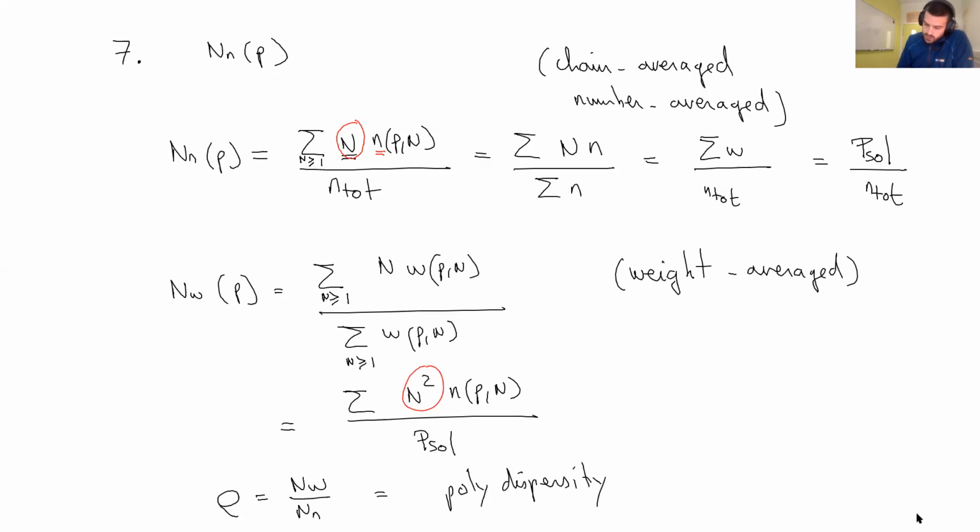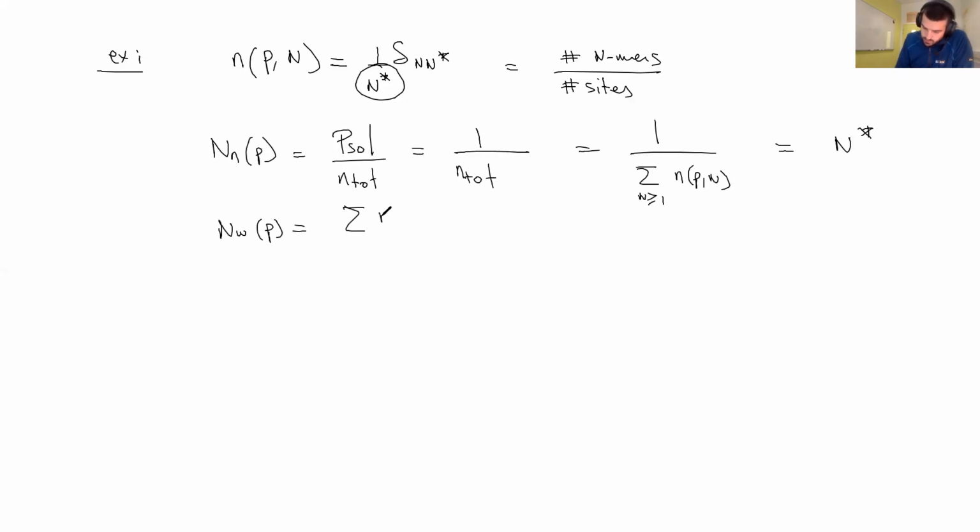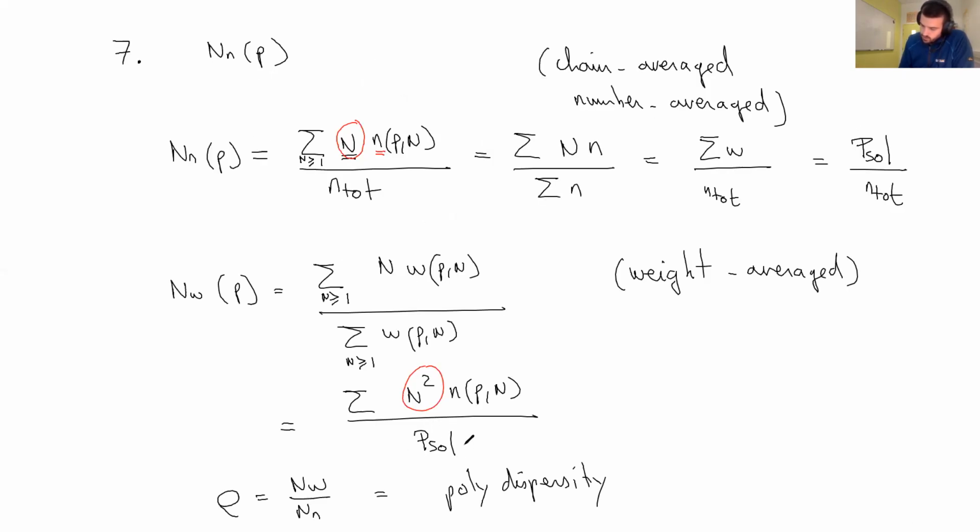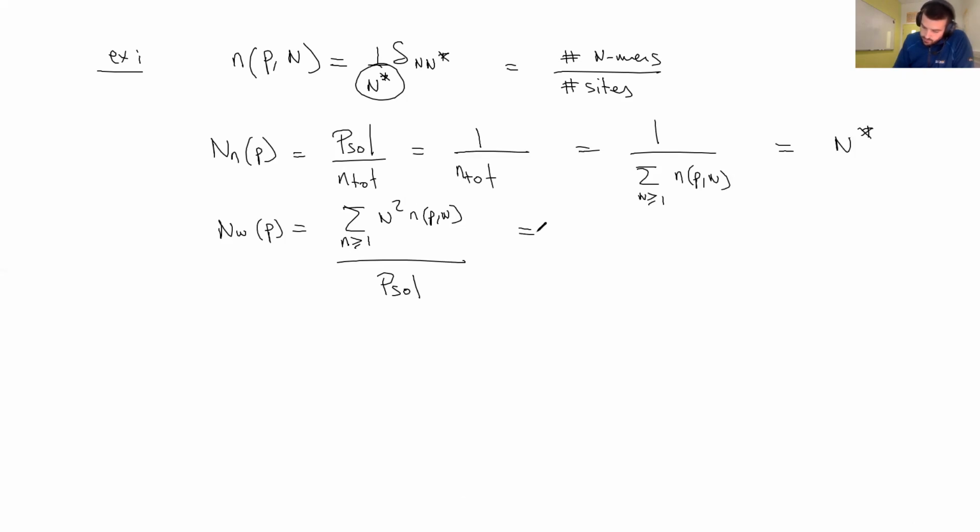So for the weight average, the definition is here. So it's the number squared times NPN summed over all possible n values divided by the sol fraction, which is again, so there was a sol fraction here at the denominator, which is again 1. So you only have the numerator, and plugging the Dirac distribution with n star at the denominator, I get only 1 n star at the end.